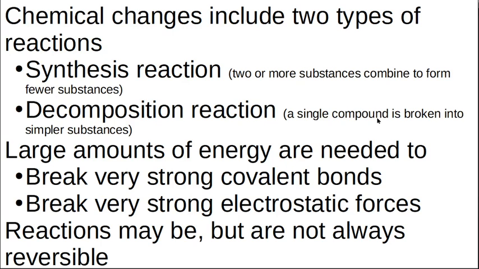Okay, so what else do we know about chemical change? It is going to use large amounts of energy, and this is relative to physical change. You need large amounts of energy because you are going to either break strong covalent bonds or break strong electrostatic forces. Because the rule of chemical change is bonds are broken, bonds are reformed. So in order for the reaction to occur, you have to break the bonds first, and this is where the energy goes.